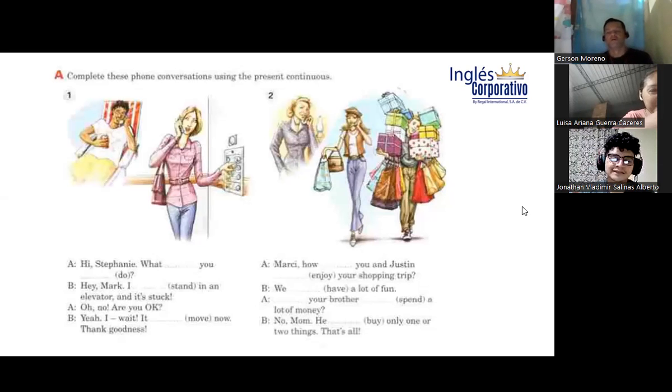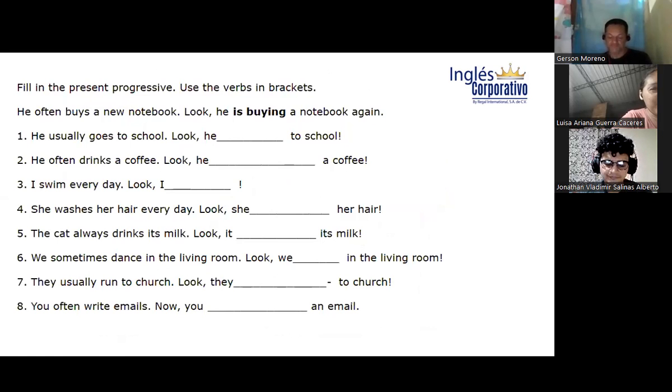Okay, so after we practice with this part and we have the next exercise, you will help me to complete the following exercises in this part here. It says, fill in the present progressive and use the verbs in brackets. He often buys a new notebook. Look, he's buying a notebook again.